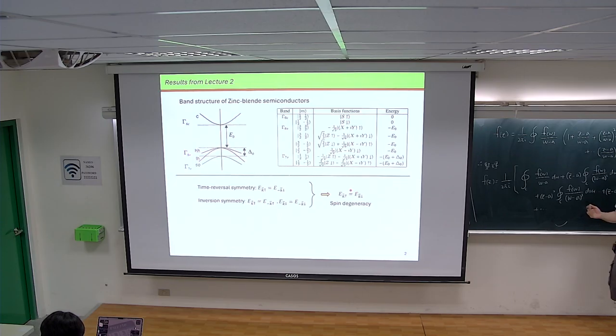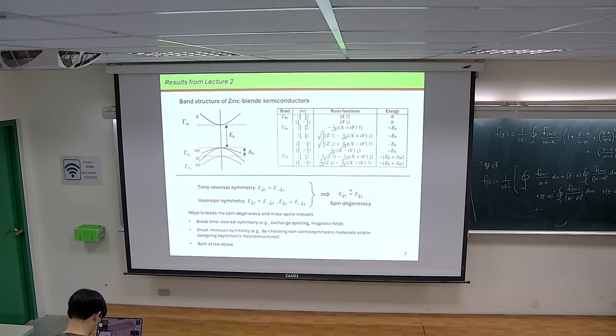So the way to break the spin degeneracy, we need to break one of these conditions, or both of them, right? One will be to break the time reversal symmetry, and this we know we can do with a magnetic field or with an exchange field. The other will be to break the inversion symmetry, which is a little bit more subtle.